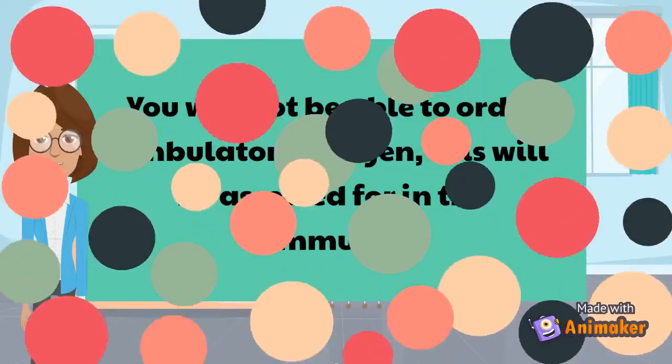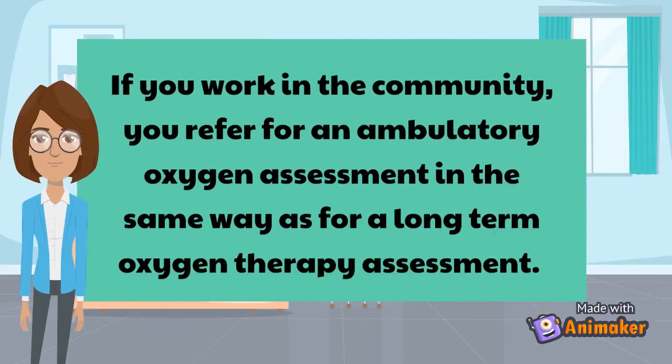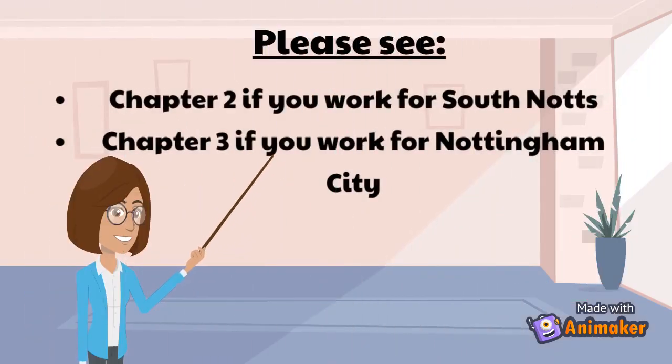You will not be able to order ambulatory oxygen. This will be assessed for in the community. If you work in the community, you refer for an ambulatory oxygen assessment in the same way as for a long-term oxygen therapy assessment. Please see Chapter 2 if you work for South Notts. Please see Chapter 3 if you work for Nottingham City.